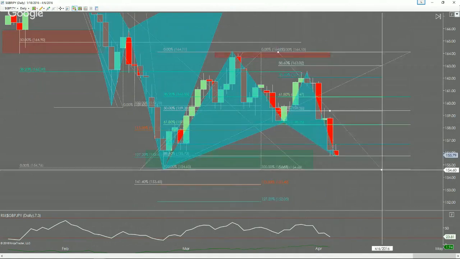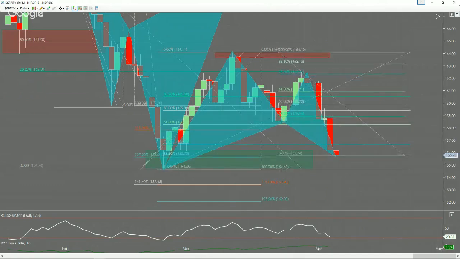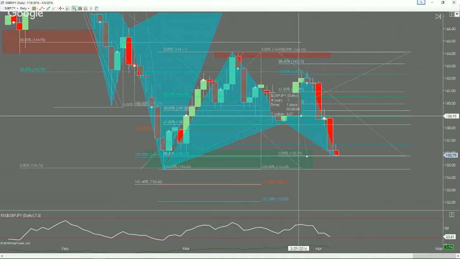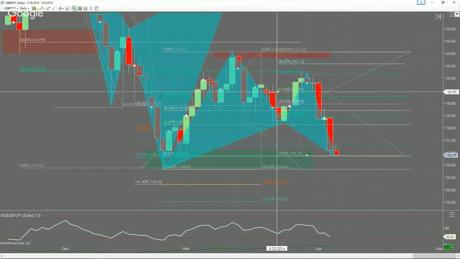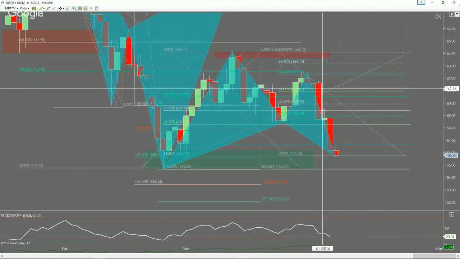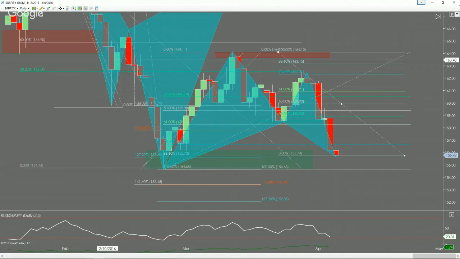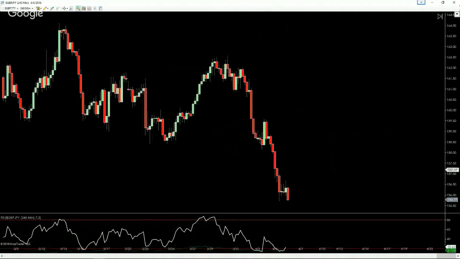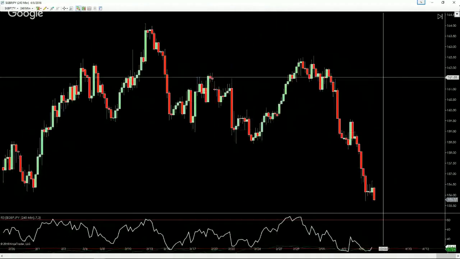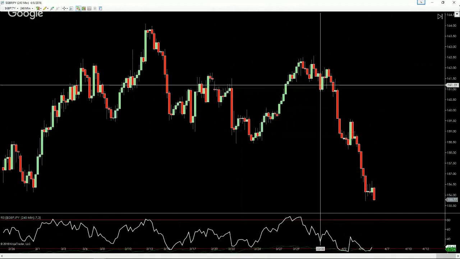First targets would be at the 382. Second targets at 618, about 327, and about 514 pips to second targets. Good risk to reward ratio. However, that's not a risk that I'm willing to take because it's just over the 100 pip mark.